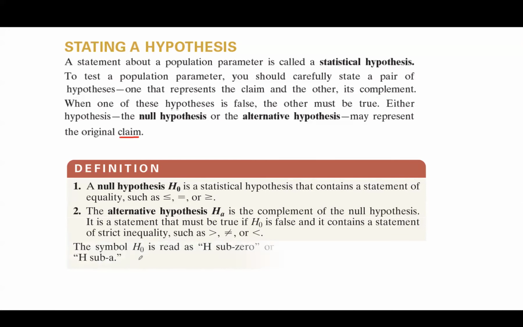The symbol H0 is read as H sub 0 or H naught, and HA is read as H sub A. If you open a different statistics book, you might see H sub 1 instead of HA as well. So these two are equivalent statements representing the alternative hypothesis.